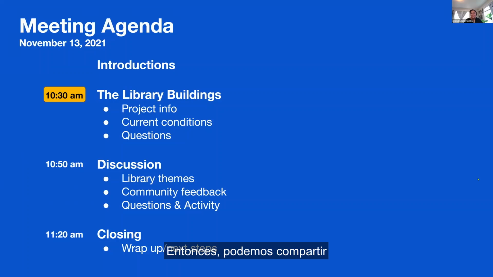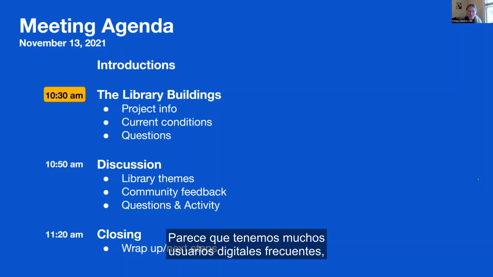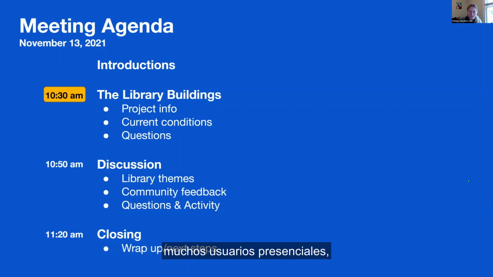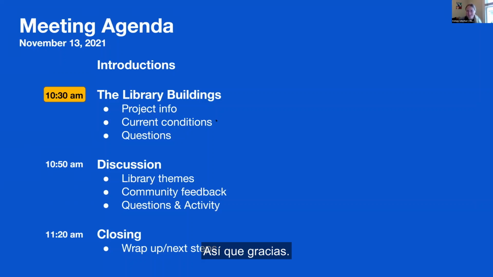All right. So we can share some results with you too. It looks like we have a lot of frequent digital users, a lot of frequent in-person users. And Albina is definitely the most frequented of our locations right now for this meeting. So thank you. Yeah, that's great.